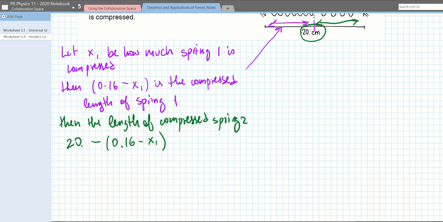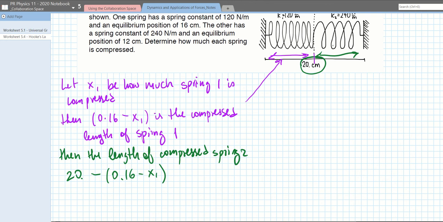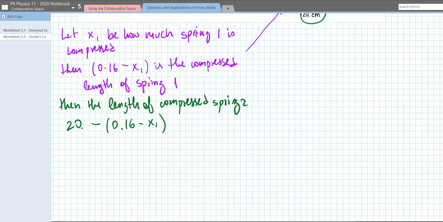All right, so now that you know the compressed length of spring 2, we know that it has to be longer when it's uncompressed. So if you take the equilibrium position of 12 centimeters, 12 centimeters minus the compressed length is how much is actually being compressed, or your delta x. So the next line is going to be our uncompressed length of 12 centimeters or 0.12 meters minus the length of the compression, which is all of this.